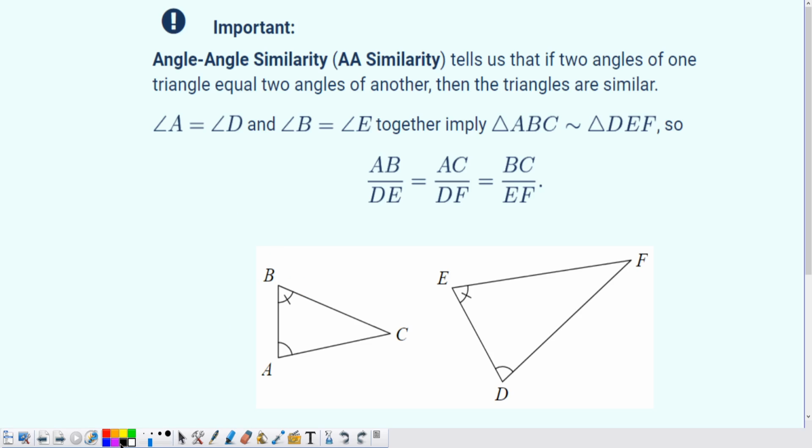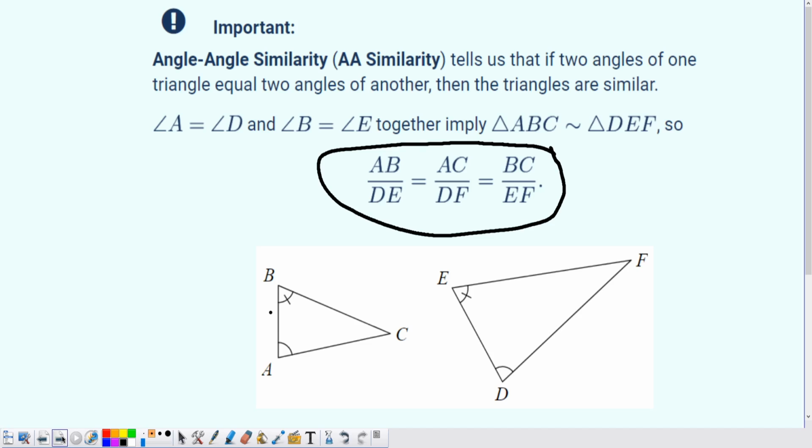So for example, we have the angle B congruent with the angle E, and the angle A congruent with the angle D. And because those two angles are congruent, that means the two triangles ABC and DEF are similar, which means we know the following proportions are true: AB over DE is equal to AC over DF, which is equal to BC over EF. That's the key to similarity, that these sides are proportionate and the angles are equal.